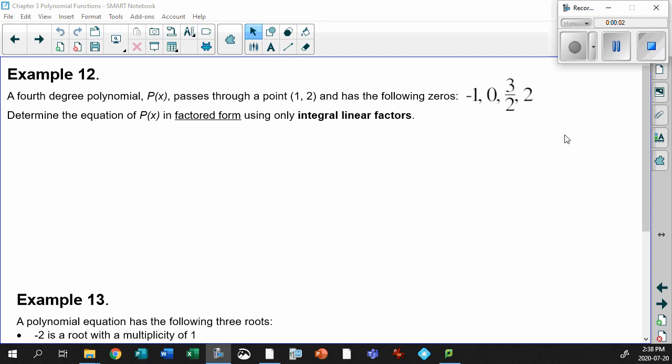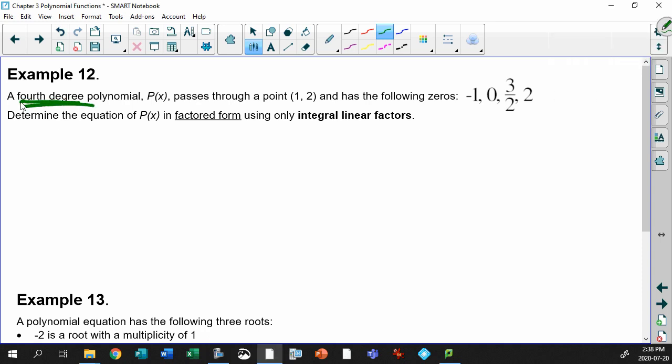Okay, let's take a look at our last couple of examples here. And I want to use everything that we know so far. For example, I'm giving you a fourth degree polynomial here, and I'm going to say that it passes through a point of 1, 2. But here are the zeros. So no graphs, no nothing, just a straight out answer.